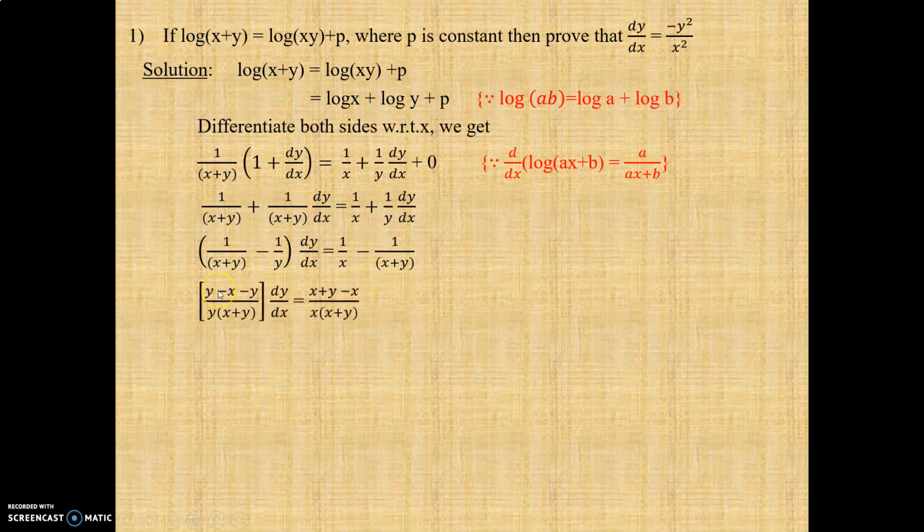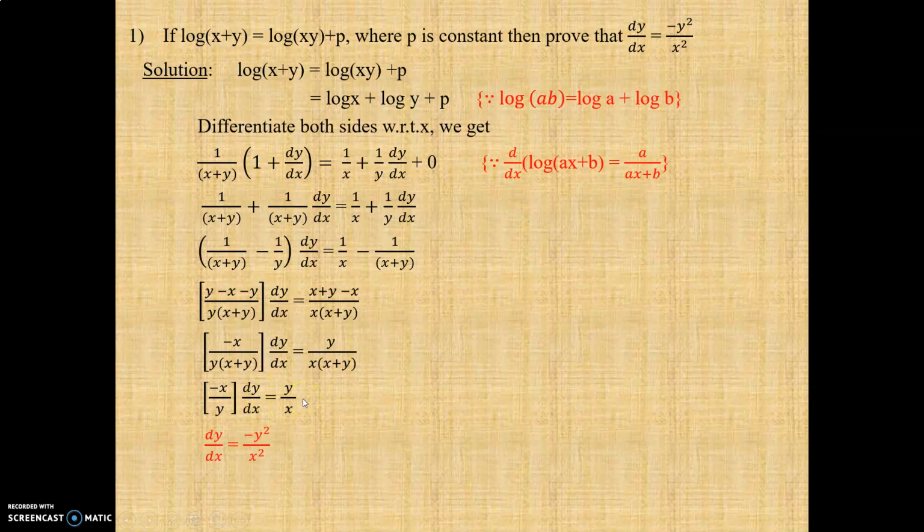Taking LCM, so y minus x minus y upon y into x plus y into dy upon dx is equal to, here again taking LCM, x plus y minus x upon x into x plus y. So y minus y cancel, x minus x cancel, so we'll get like this, minus x upon y into x plus y into dy upon dx is equal to y upon x into x plus y. Now x plus y and x plus y cancel from the denominator. So we'll get minus x upon y into dy upon dx is equal to y upon x.